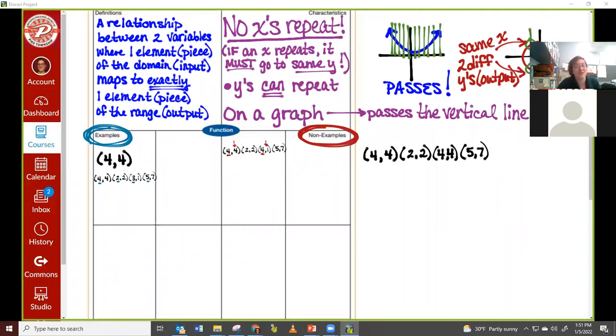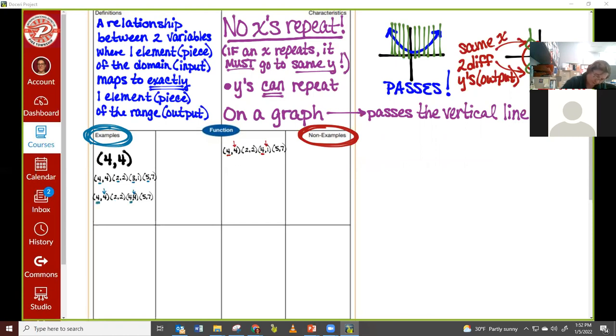This is a function. Nice job, Nasiba. Why is it a function? My x's repeat. Normally that's cause to throw it out. Certainly is enough to make me raise my eyebrows, but then it's going to the same y. It's just redundant. It's like typing the same word twice in a text. This is a function. So I'm going to add that to our function list.